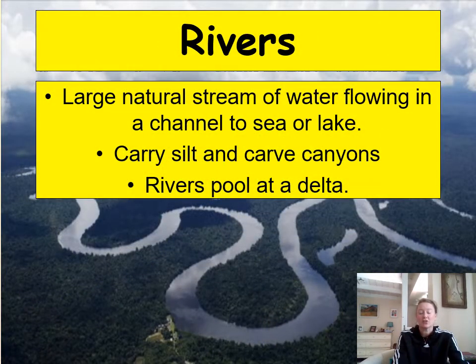Rivers are large natural streams that, again, will usually flow into a large lake or an ocean. They tend to carry much silt or sediment, and with that can come nutrients and sometimes, unfortunately, toxic chemicals. They can carve canyons like we've seen in the Grand Canyon, and rivers tend to pool at large areas right before they get to, usually, an ocean, and those areas are called deltas.